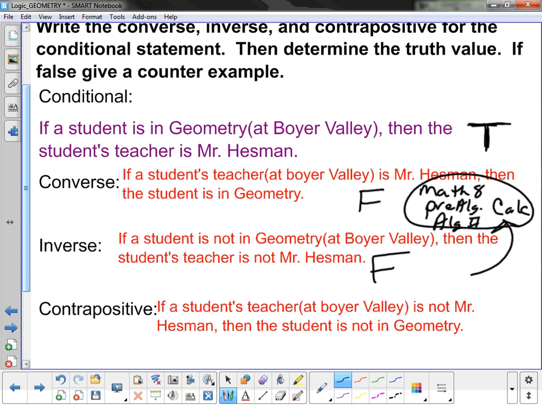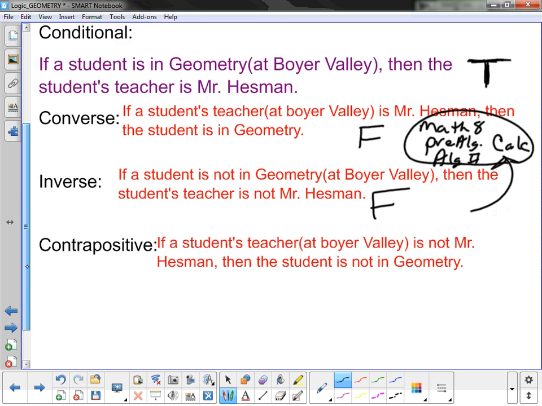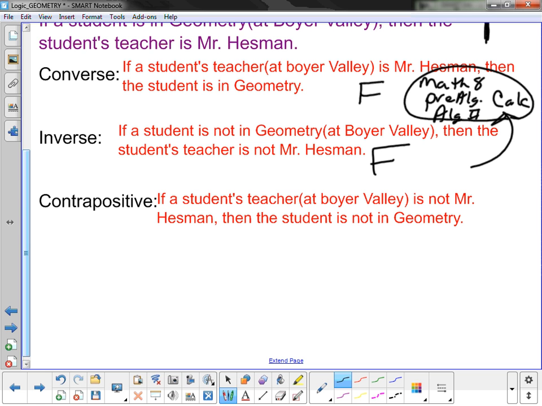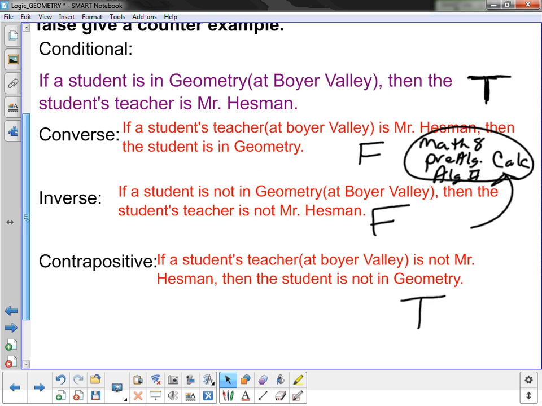Any other student that I have who doesn't happen to be in geometry is not a student of Mr. Hessman's. Okay, last one, final one. If a student's teacher at Boyer Valley is not Mr. Hessman, so you don't have me as a teacher, then that student is not in geometry. Well, that would be a true statement. I'm the only person in this building who teaches a geometry class. So if you're not one of my students, then that student is not in geometry because I'm the only one teaching it. Now, if you get into a larger school district, that could be a false statement because you might have multiple teachers who teach geometry. So there we have it.